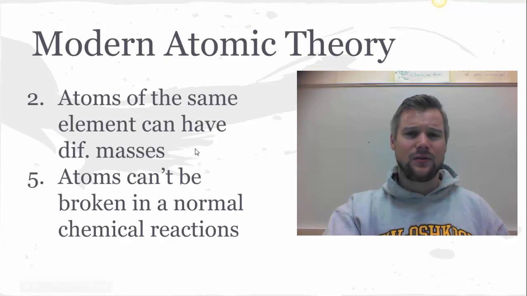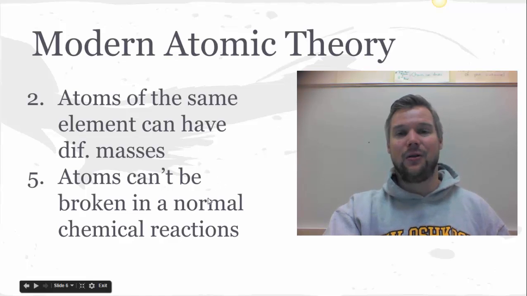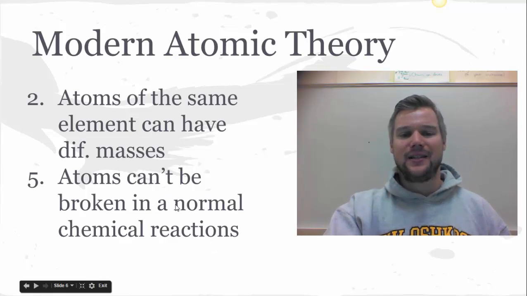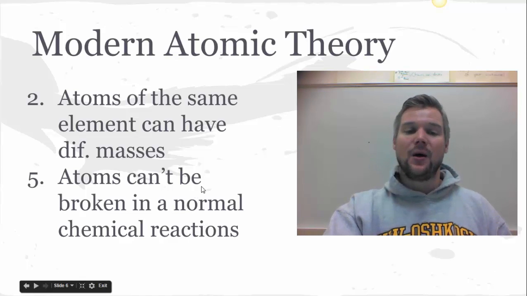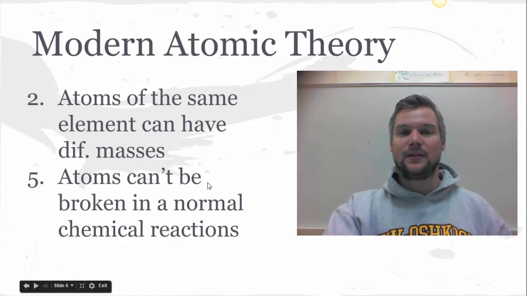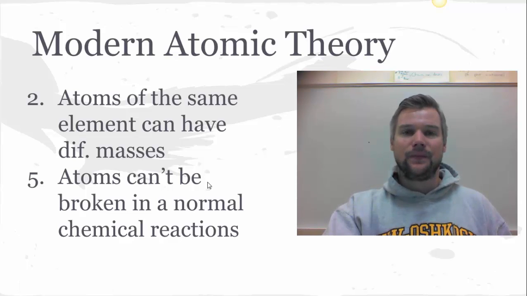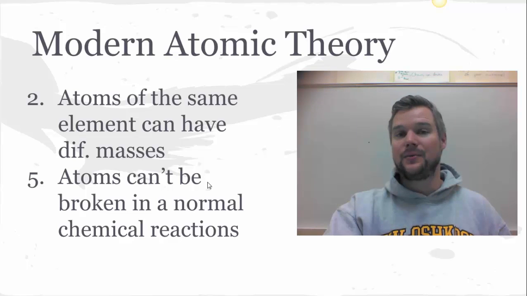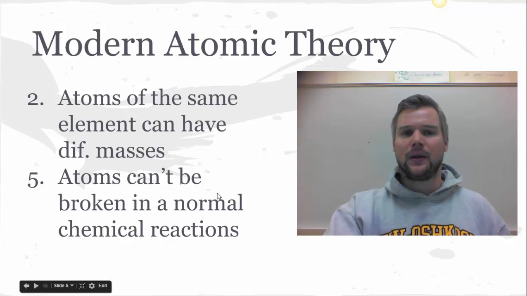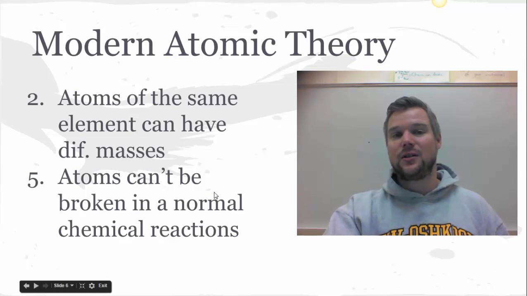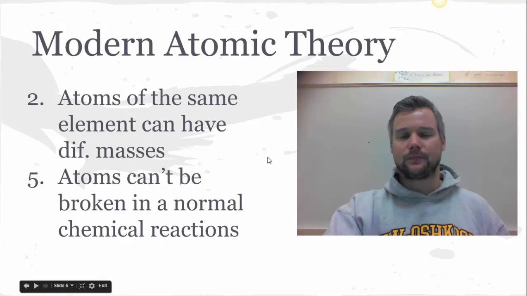And then we also learned that atoms can be broken down in a nuclear reaction. So we had to clarify point 5 and say that it has to be just a normal chemical reaction. If it's a nuclear reaction, we can split those in half. And we saw that with the advent of nuclear reactors and nuclear bombs and some of Einstein's work. So when new observations were found, we had to change the theory, and that's what we kind of work off now, the modern atomic theory.